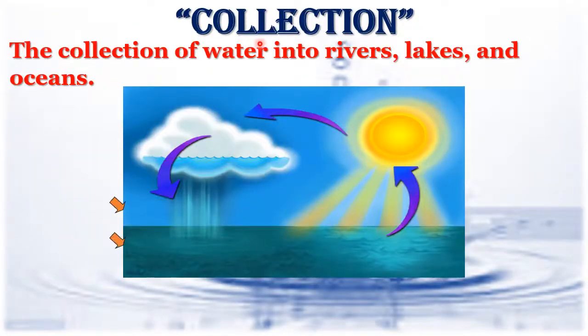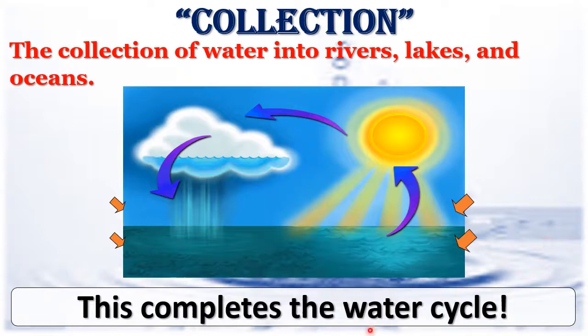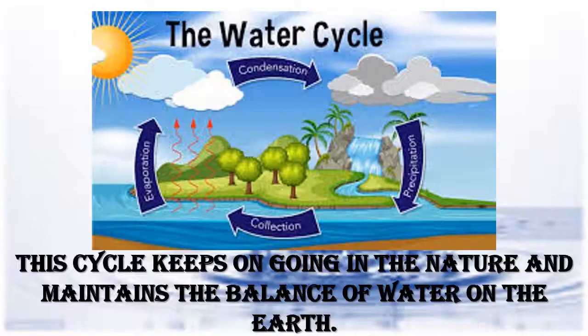The next step is the collection. The last step, the collection of water into rivers, lakes and oceans. As you know, the water was released in the form of rain. So now the water is collecting into rivers, lakes and oceans. So this completes the water cycle. As the water is collected again into rivers, lakes and oceans, this completes the water cycle.